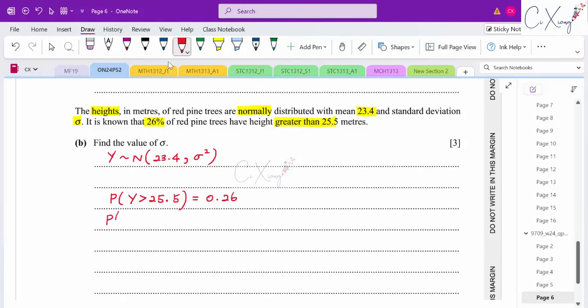So we go through the same process. Y is normally distributed, therefore you have to change it to Z first. So you have 25.5 minus the mean, divided by the standard deviation that you don't know, and it equals 0.26. If I try to illustrate this equation using a diagram, a normal distribution graph, the center is 0. So to have Z greater than this particular value equal to 0.26, your graph should look something like this. This area is 0.26.